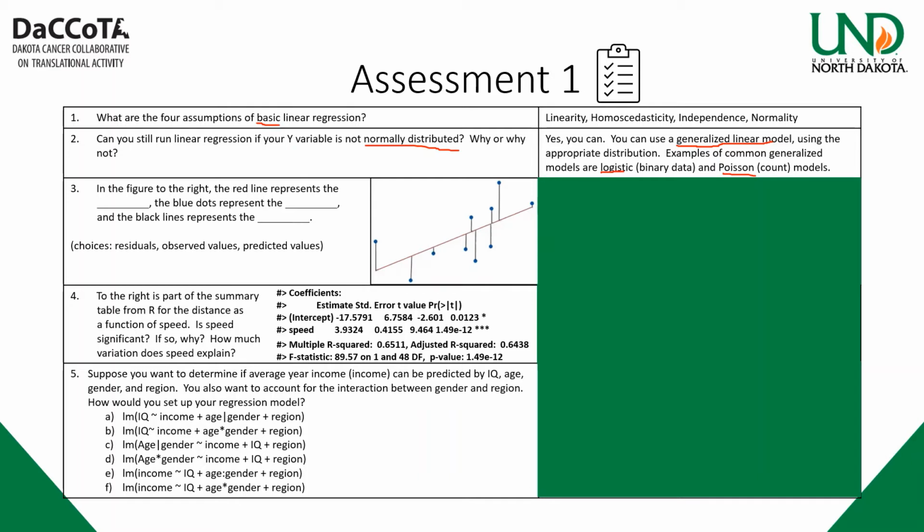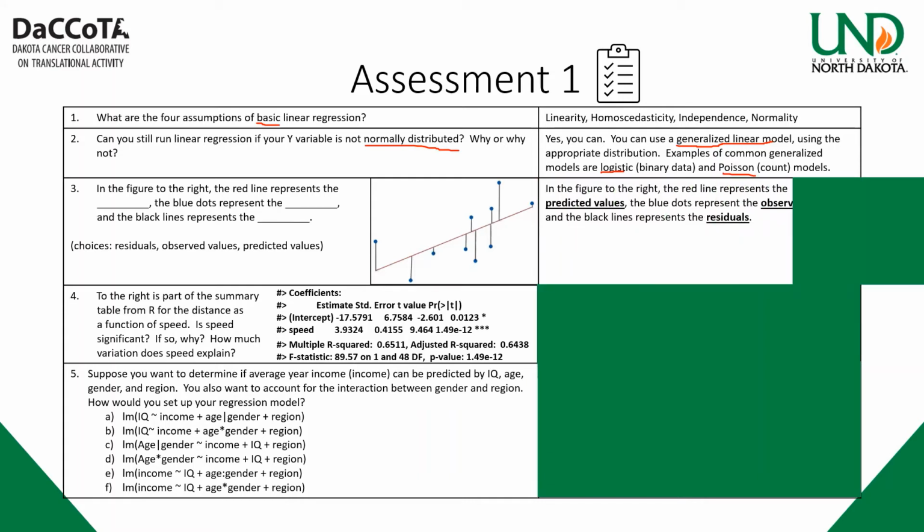It uses different distributions. For number 3, to fill in the blanks here, the red line is your fitted or predicted values, the blue dots are your actual observed values, and the black lines are the residuals. We're running ordinary least squares to find this line, this predicted line of best fit, to minimize the residuals.